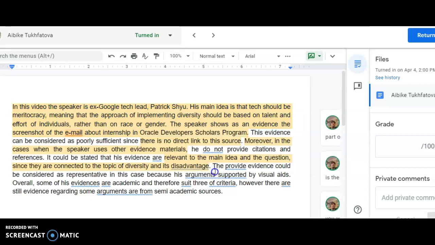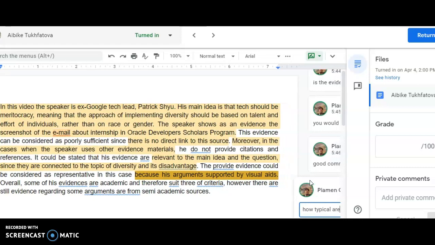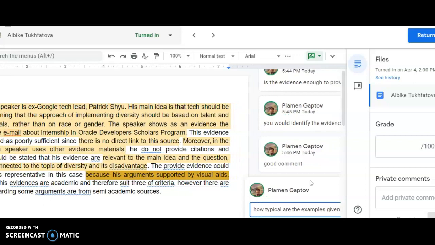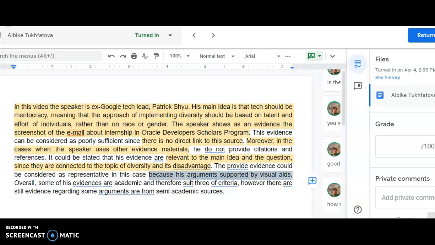Now, when you come to the representative, you're saying that the evidence can be considered representative because his arguments are supported by visual aids. Again, it's not the visual aids that would make the argument representative. Whether they're supported by visual aids or not, they could be representative or they could be not representative, regardless of the visual aids. So as far as representativeness, the question you're asking is, how typical are the examples given? And here you want to ask yourself, he gives a screenshot of one email.